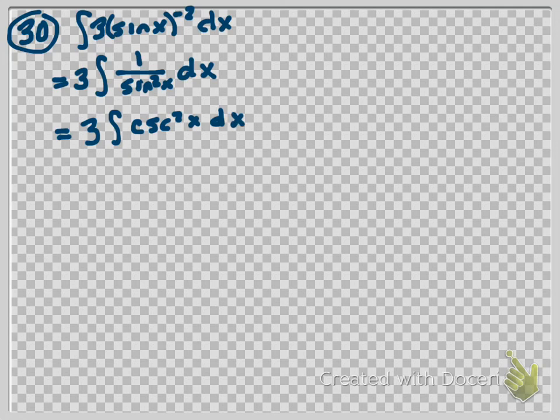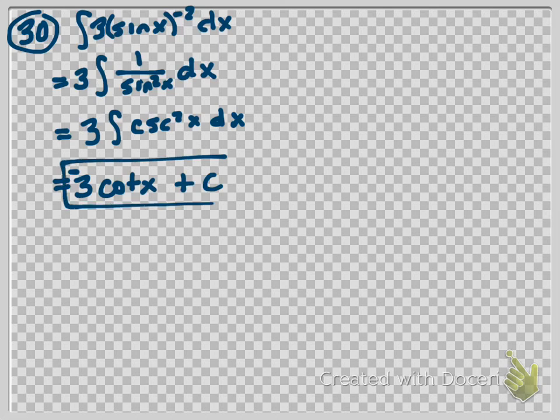Do we need a U sub for that? No, we don't. That's equal to 3 times, what is the antiderivative of cosecant squared? Negative cotangent. So I put my negative in front of my 3 now, right? Negative 3 cotangent x plus c. Didn't even have to use up that one.